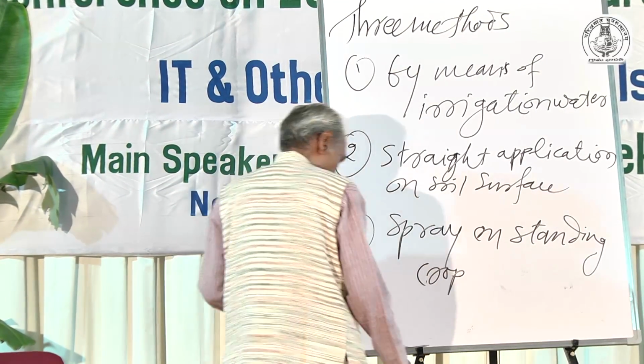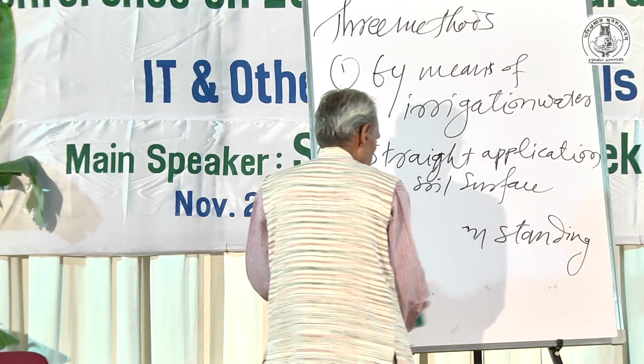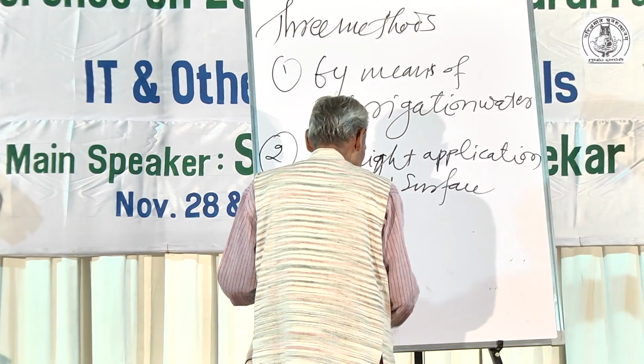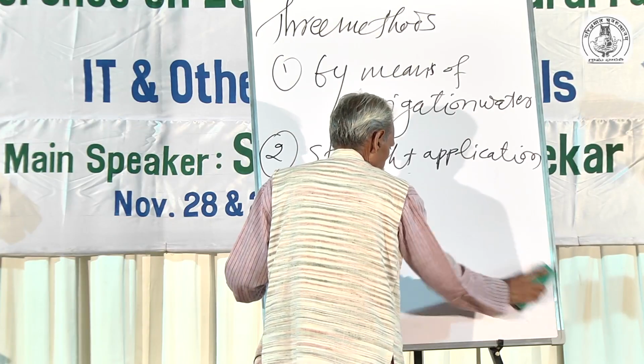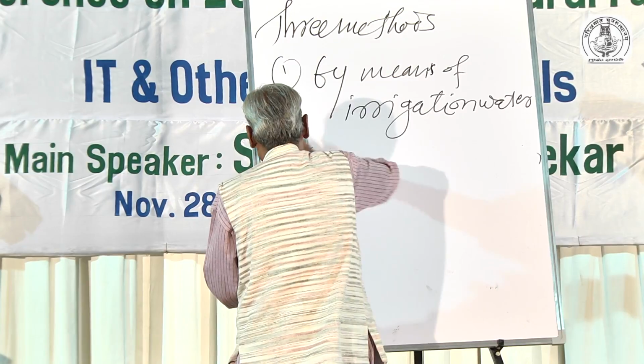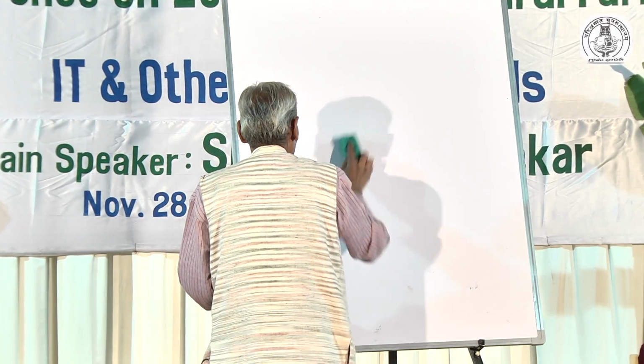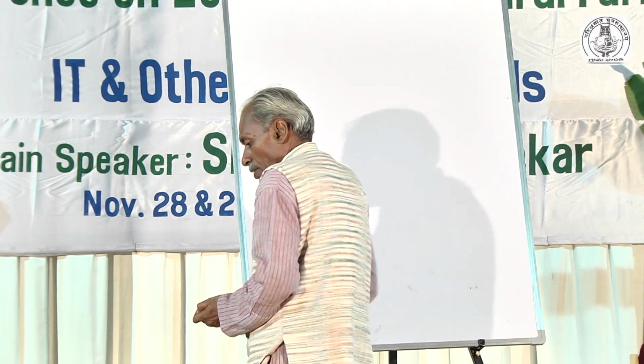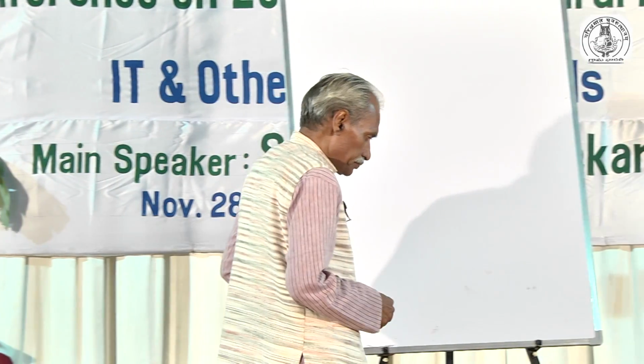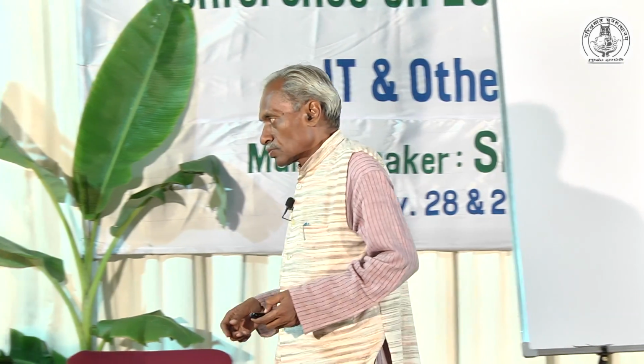Number one, through irrigation water. Write down: 200 liters of the Jivamrutam per acre, once a month or twice a month. We have to apply it for every crop. 200 liters of the Jivamrutam per acre once a month or twice a month is enough. Per acre, not hectare.